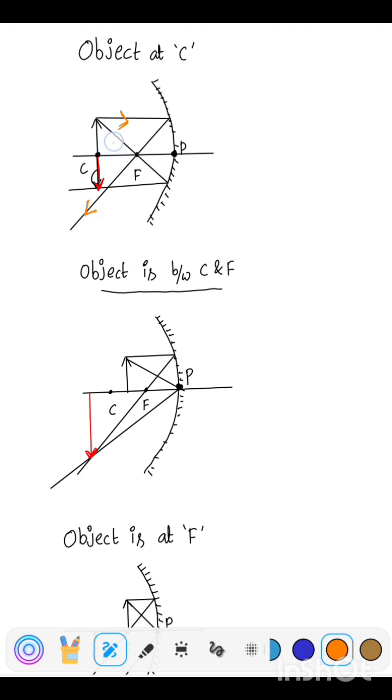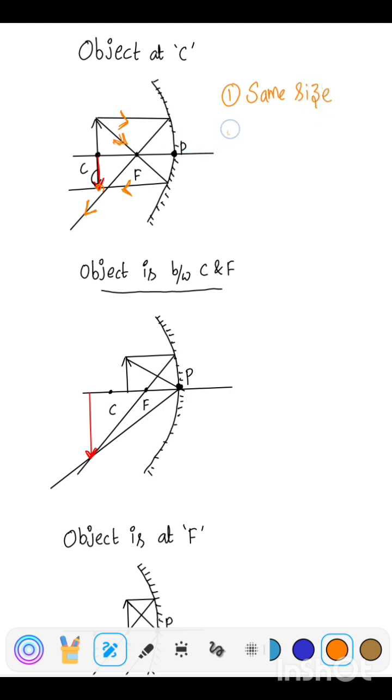Similarly, if the incident ray passes through focus, it must reflect in a direction which is parallel to principal axis. Now, by seeing clearly that these two rays are meeting at this point, let me write the characteristics of the image. What is the first characteristic? If the object is placed at center of curvature, the size of the image is same as the size of the object. Therefore the size of the image is the same size as object.